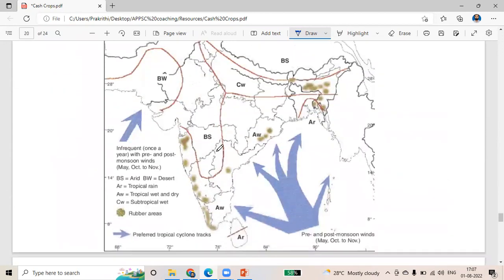If you look at the regions, you can see Kerala है, and some portions this area में Tamil Nadu में भी है. Then Karnataka, Maharashtra में थोड़ा है, Odisha में है. Then we have in the northeastern states also the tropical rubber is being distributed.